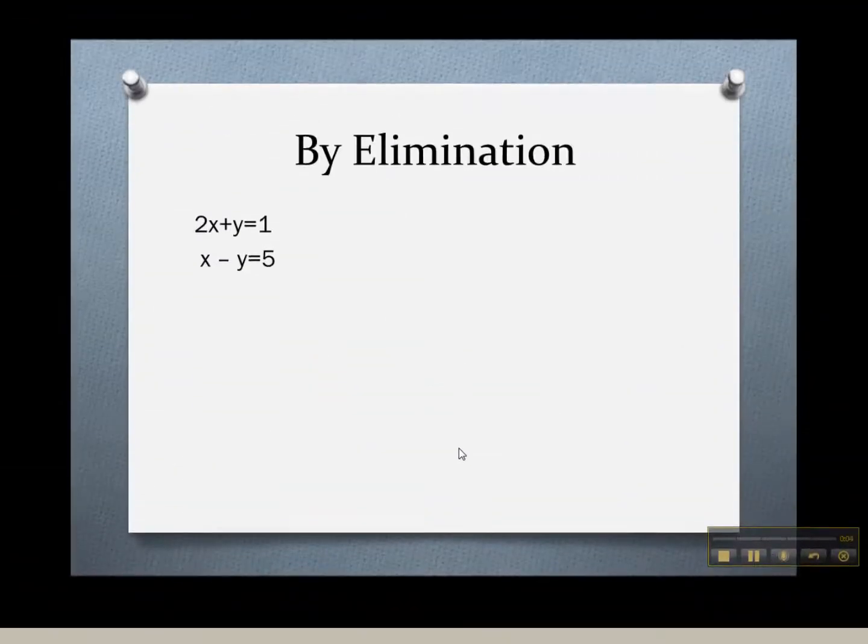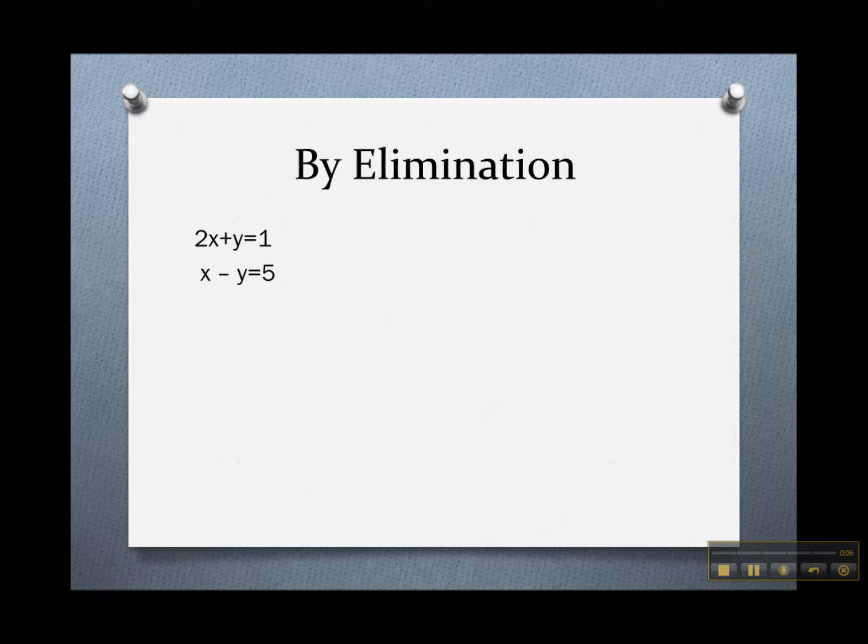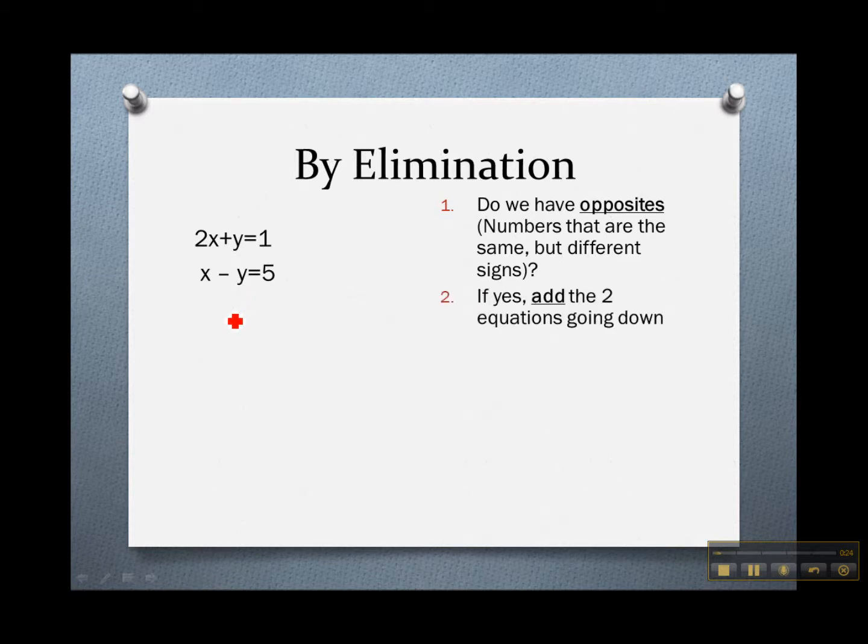It would be by elimination. And again, to do that, I'm going to go ahead and use this pen. So the first question you should ask would be, do we have opposites? The opposites are numbers that are the same but different signs. And I do right here. One is positive y, the other one is negative y. So if the answer is yes, add the two equations going down. So all you need to do is add these two.